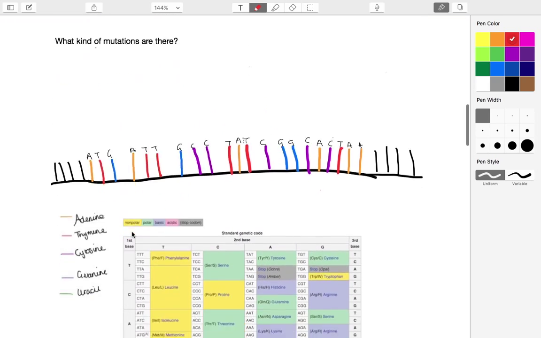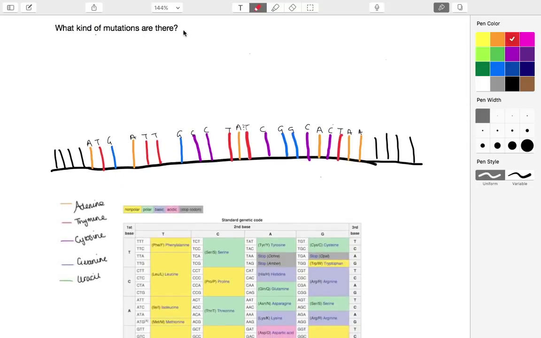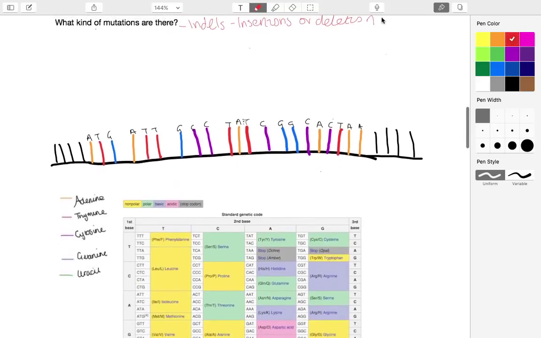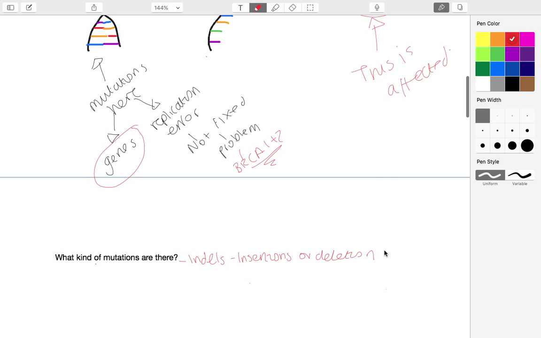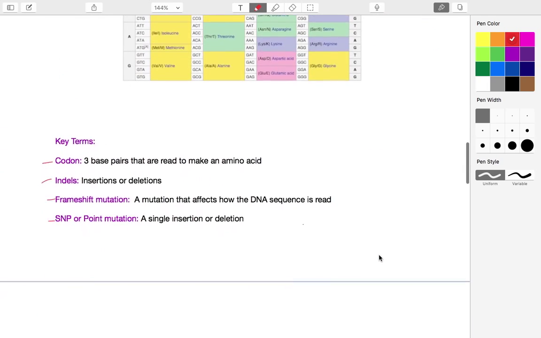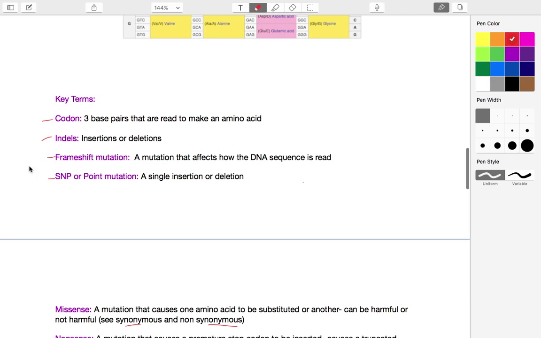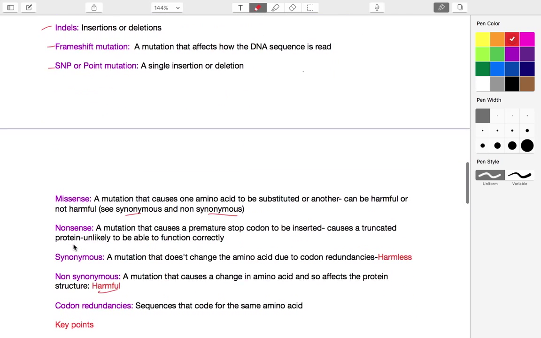So what kind of mutations are there? The ones I'm mainly going to be focusing on are indels, which stand for insertions or deletions. Below here, I've got some key terms. We've got codons, indels, frameshift mutations, SNP. We've also got missense, nonsense, synonymous, non-synonymous, and codon redundancies.